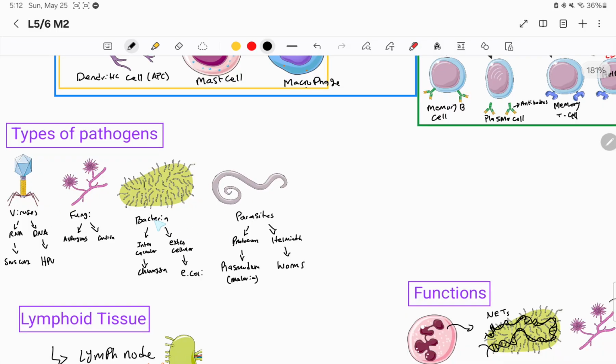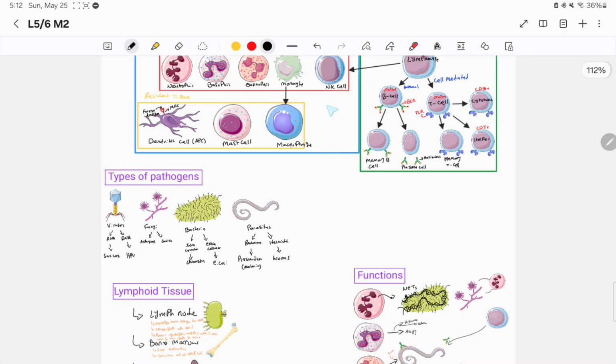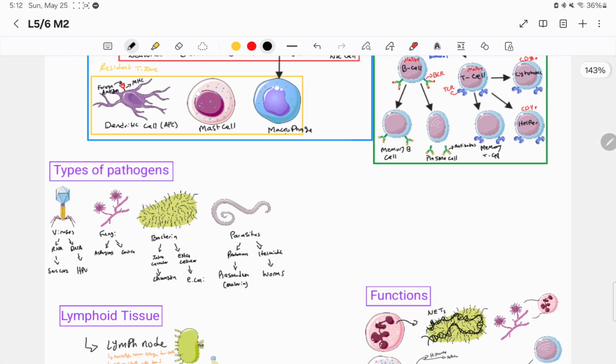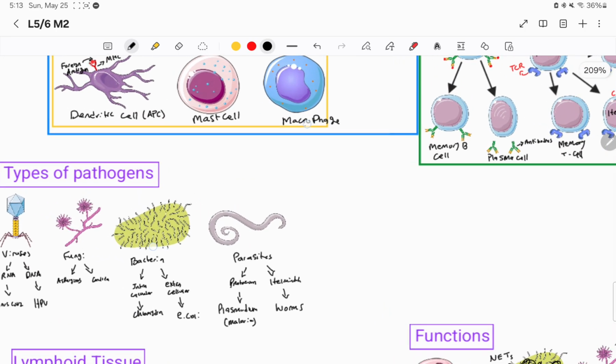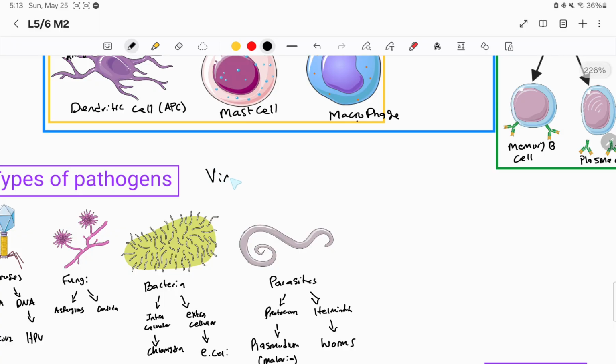Okay, so these are the types of pathogens that our immune system has to fight off. Now, whenever we start talking about pathogens, we have to talk about the notion of virulence. What is virulence? What does it mean?